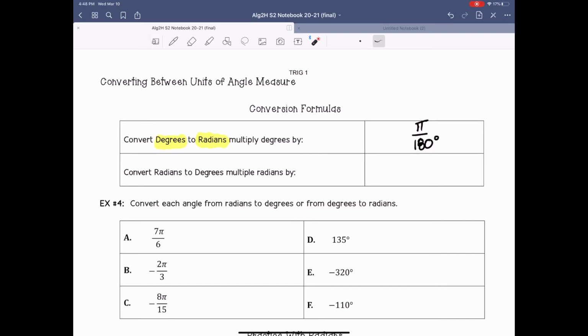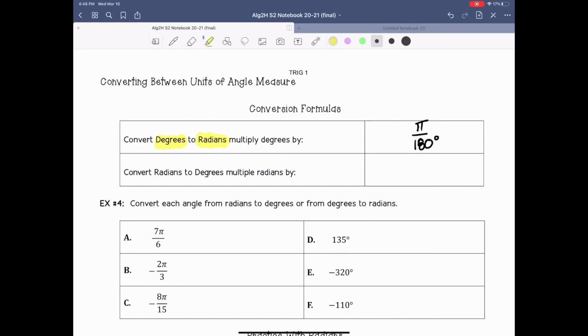Now, the reason we set it up this way, so that 180 degrees is in the denominator, is because whatever the degree measure is that I'm trying to convert, that degree symbol will cancel with the degrees in the denominator, and I'll just be left in terms of pi. And that's exactly what I want if I'm writing my angle measure in radians.